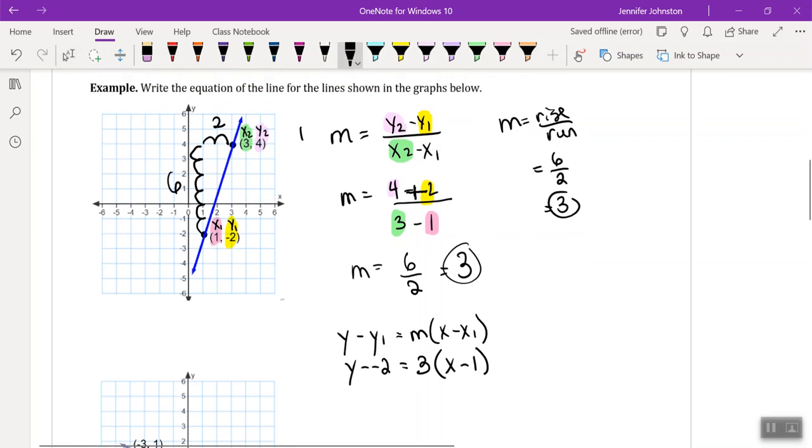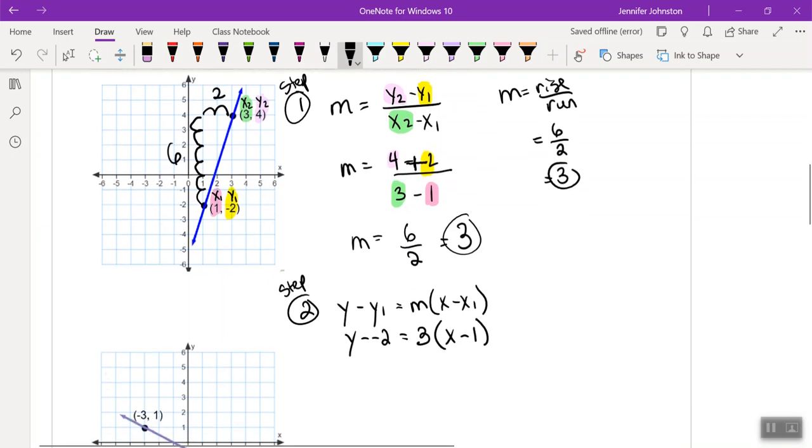This is step 1, which was to do your slope. Step 2 is to input it into the point slope form. And now we're going to use the steps from yesterday. So we change this to a plus, and then it jumps over and again becomes a negative over here.